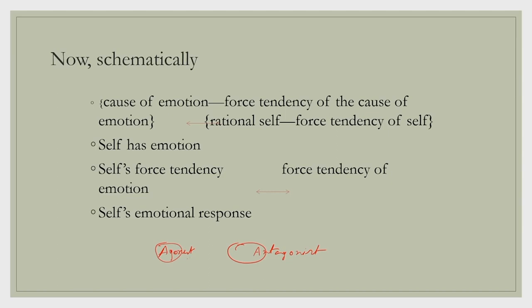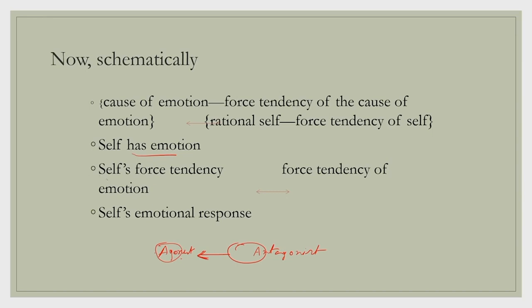Now, if the force from the antagonist is strong enough, then we will have one kind of reaction. If we still manage to retain balance, then we will have different kinds of output in terms of emotion. So, self has emotion, and then the rational self.